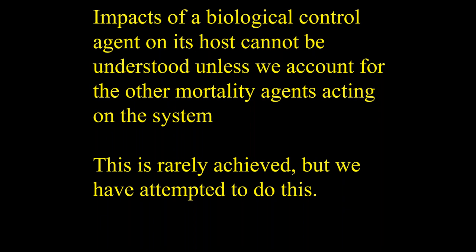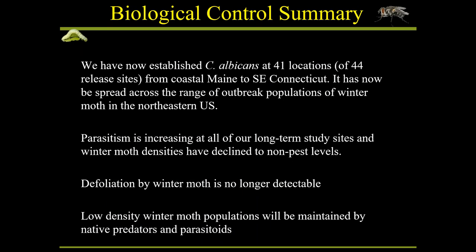So to summarize my talk, we have now established Cyzenis at 41 of 44 released sites from Southeast Connecticut to Central Coastal Maine, and it has spread across all of the outbreak areas of the Northeastern United States. Parasitism has increased at all of our long-term study sites, and defoliation by winter moth is no longer detectable anywhere. So we've converted it to a non-pest, and we now believe the low-density populations will stay that way thanks to these native predators and parasitoids. There's a huge number of collaborators.